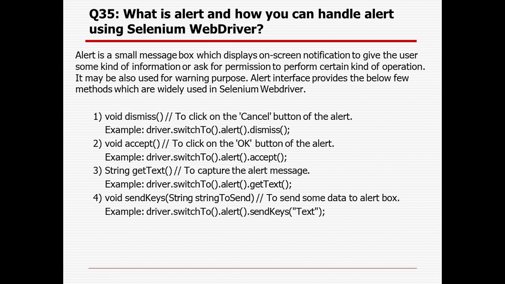What is an alert and how can you handle an alert using Selenium WebDriver? An alert is a small message box which is displayed on screen to give the user some kind of information or to ask for permission to perform a certain kind of operation. It may also be used for warning purposes. The Alert interface provides a few methods which are widely used in Selenium WebDriver.